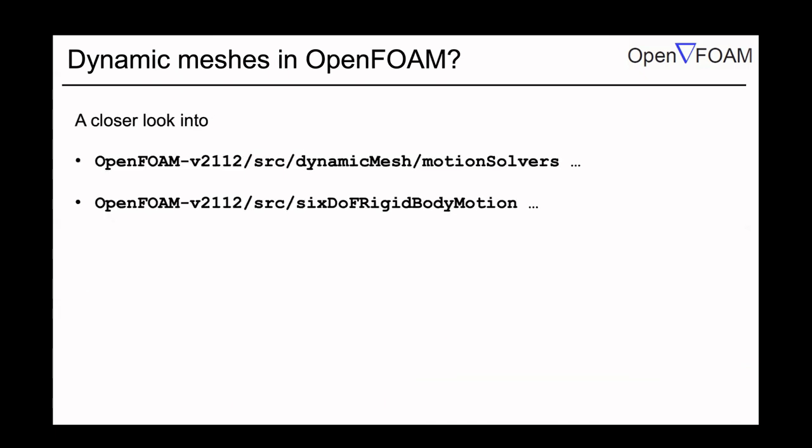Okay, so I think I don't have time to do that. You can do it yourself. You know what your installation directory is. You can go to the source code. Within the source code, as you have seen, there are multiple folders, but two folders are dynamicMesh, and another is sixDoFRigidBodyMotion. You can go within that and check what the different libraries of codes available are. Okay? So take it as a kind of homework.